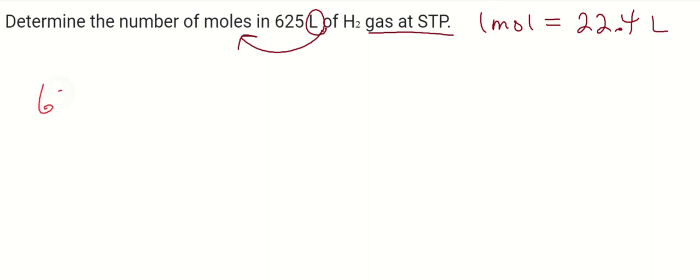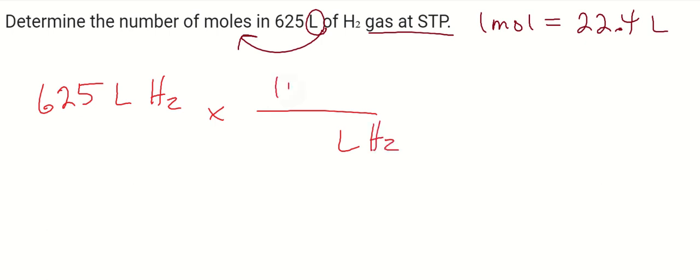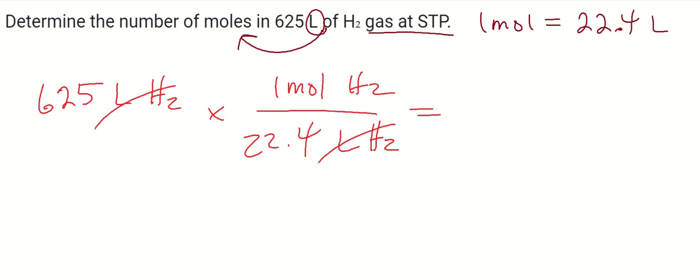All right, so let's start with the measurement given, 625 liters of hydrogen gas. And we want to get rid of liters, put that on the denominator of your conversion factor and the desired unit on the other side of that. Okay, so 22.4 liters, these conversion factors have to be equalities. They have to equal each other. Okay, so liters cancel out. 625 divided by 22.4 is how many sig figs? 3 sig figs. The answer is 27.9 moles.